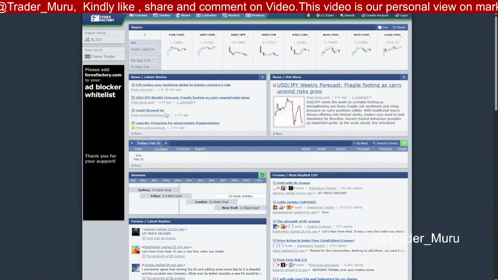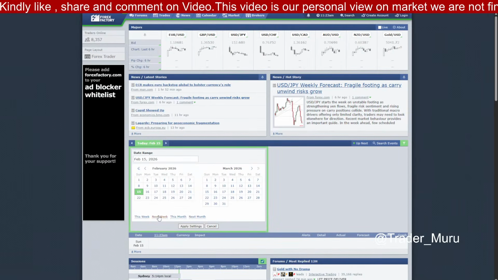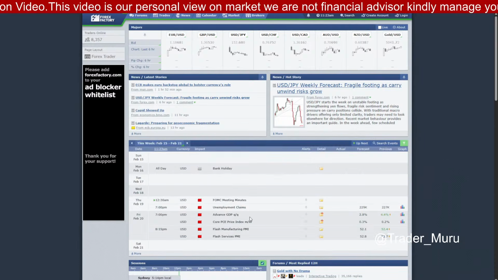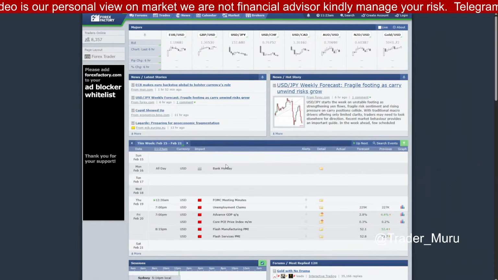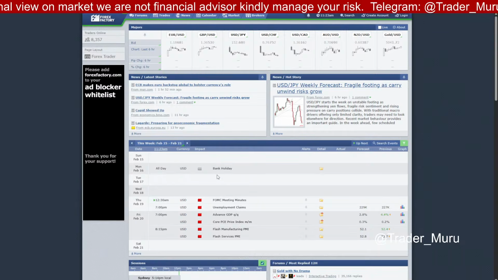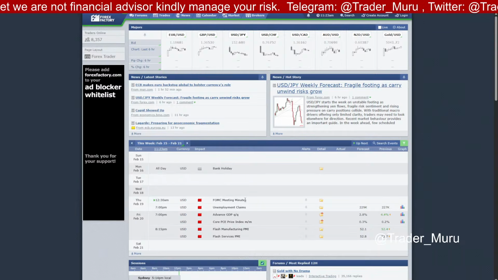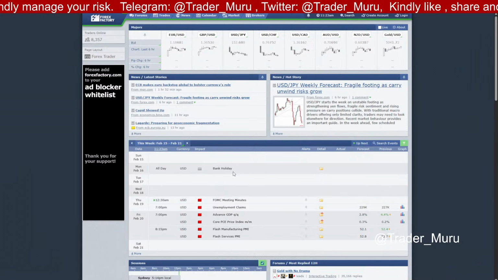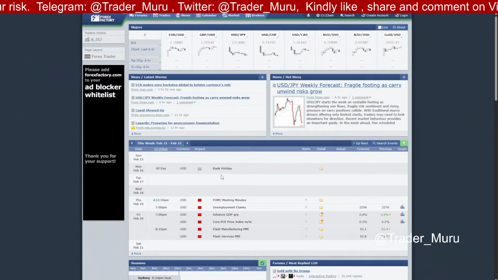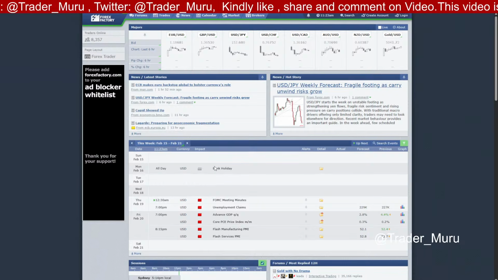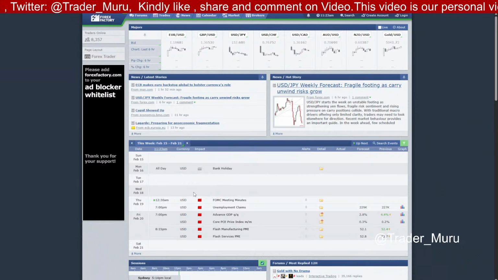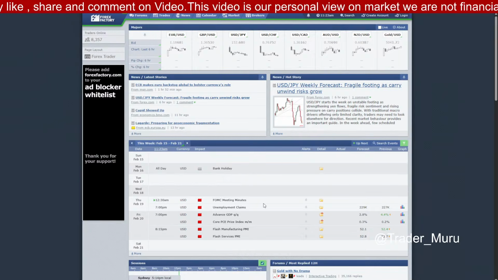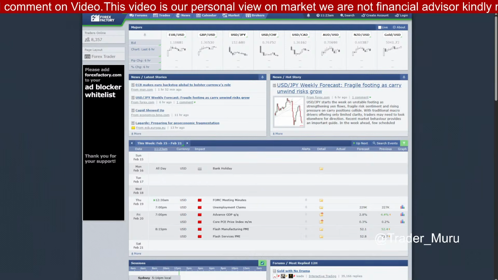If you see this, we have the FOMC meeting. Monday will be a bank holiday, so it will be very much volatile. Price will create a possible fake breakout on Monday, and possibly we will see high volatility. Then we have FOMC, so possibly a very volatile week.